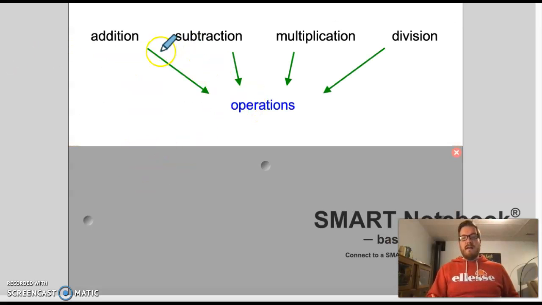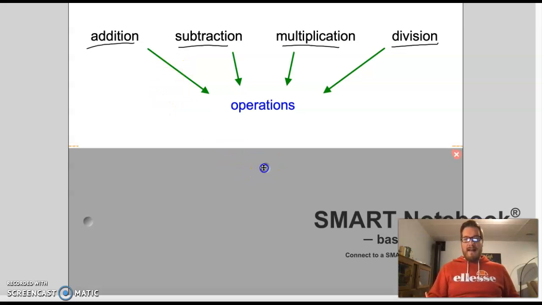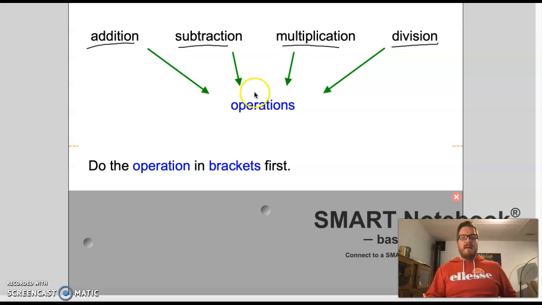So where we start is, well, what are operations? We've come across these words, addition, subtraction. You guys have been hearing them since you were very, very small. These are our four operations in math. Now, an order of operations just tells us that there's a specific order that we have to do them in. But even before that, sometimes there are operations in brackets. That's just these two brackets. Whenever you see an operation in brackets, you have to do that first.